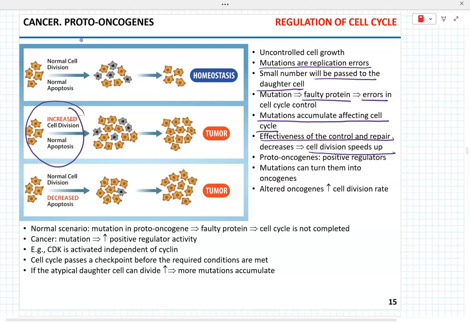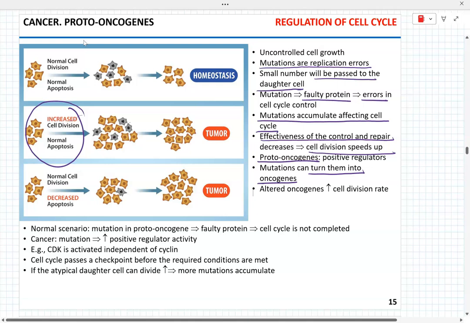Proto-oncogenes, in this case, serve as positive regulators. Now, we must remember, proto-oncogenes are positive regulators that facilitate cell division, and they are normal. However, when proto-oncogenes accumulate mutations, they can turn into oncogenes, which are altered proteins, and the proteins will increase the rate of cell division.